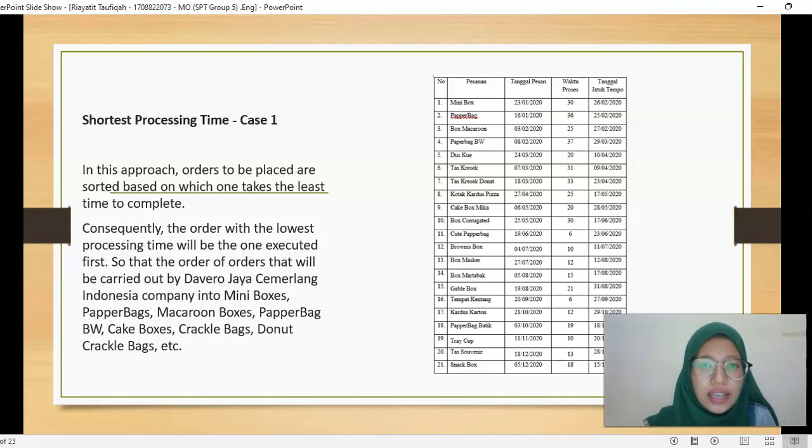Here is the picture of details of the orders of CV Davero Jaya Cemerlang, Indonesia. And also there is the detail of date of order, the processing time, and also the deadline. In this approach, orders are sorted based on which one takes the least time to complete. Consequently, the order with the lowest processing time will be the one executed first. So the orders that will be carried out by Davero Jaya Cemerlang Indonesia company are mini boxes, paper bags, macaron boxes, paper bag BW, cake boxes, crackle bags, donut crackle bags, etc.